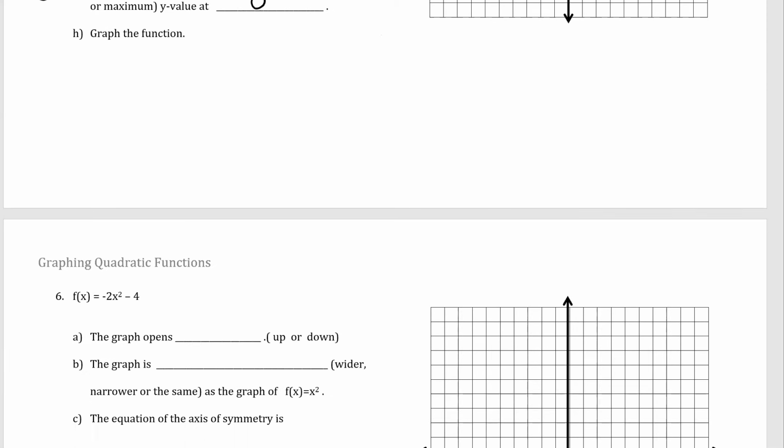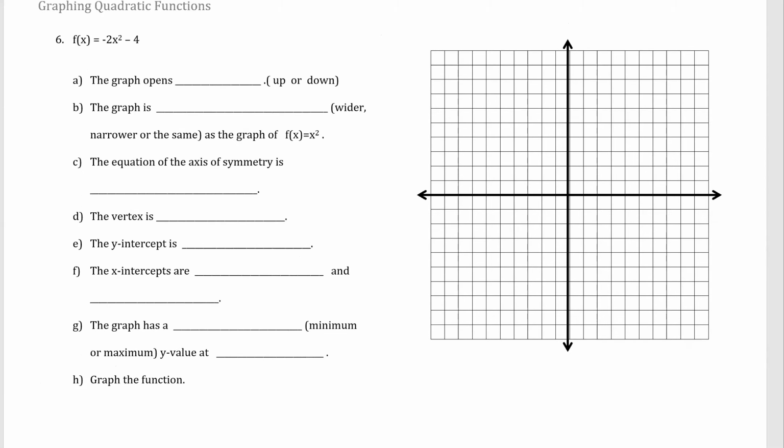we can plot the other point and graph our parabola. And finally, number 6. We know that this graph opens down because A is -2. We know that it's going to be narrower because the absolute value of A is greater than 1. The axis of symmetry. Since B is equal to 0, the axis of symmetry is x is equal to 0.